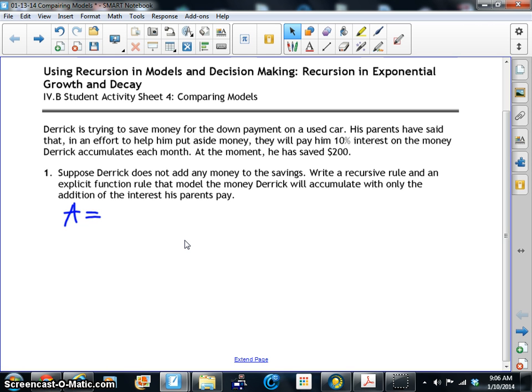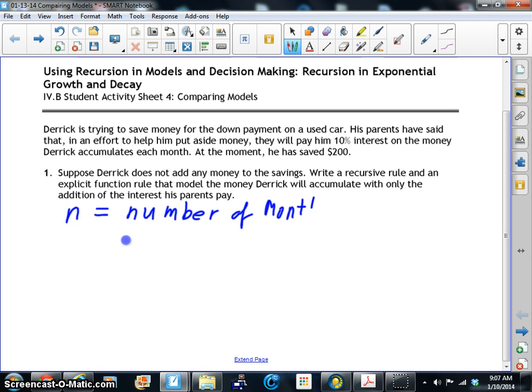At the moment, he has saved $200. Suppose Derek does not add any money to the savings. Write a recursive rule and an explicit rule that model the money Derek will accumulate with only the additional interest from his parents. We are going to use a couple of variables. N will be for the number of months, and D will be for the dollars saved.